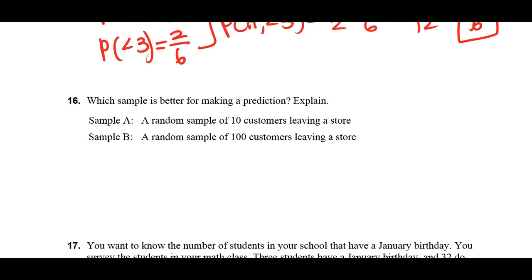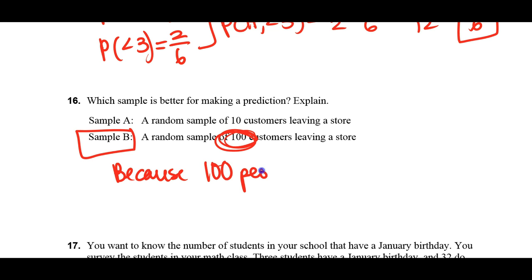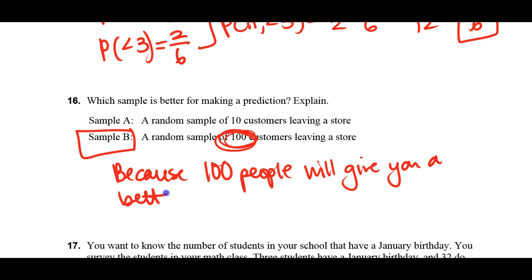And 16, which sample is better for making a prediction? A random sample of 10 customers leaving a store or a random sample of 100? You always want more customers if you can. So sample B, because 100 people will give you a better estimate than 10 people. A better estimate.